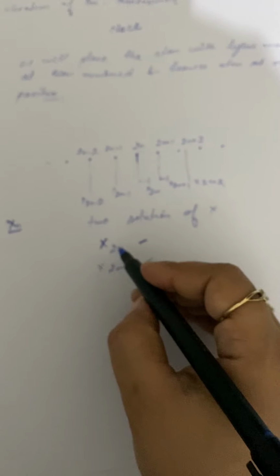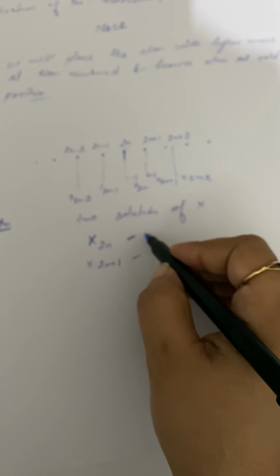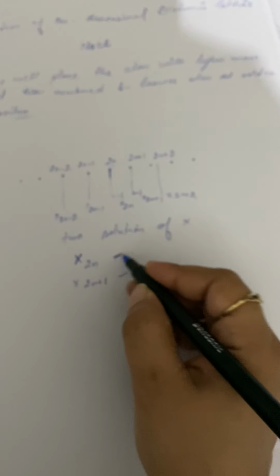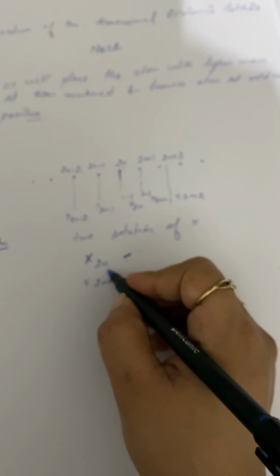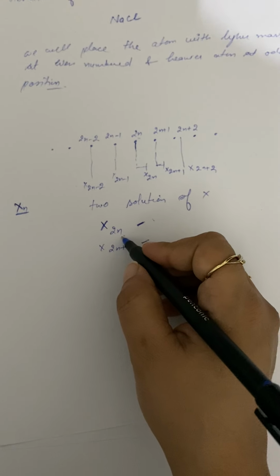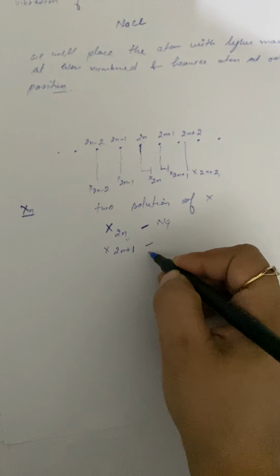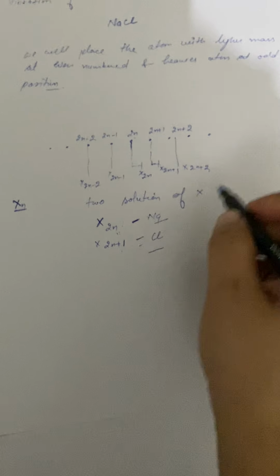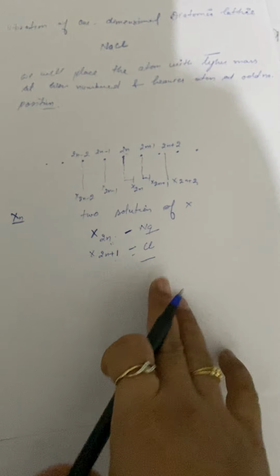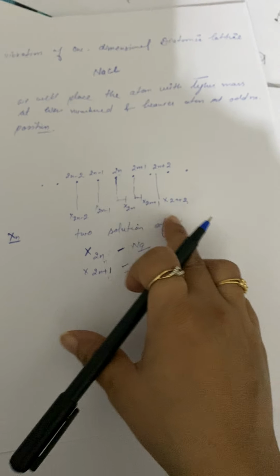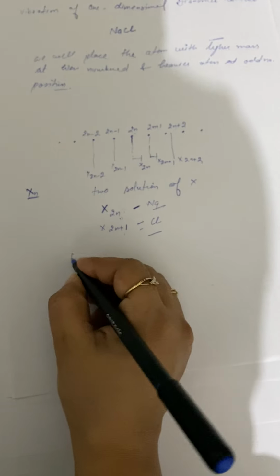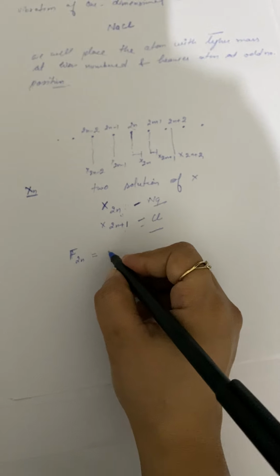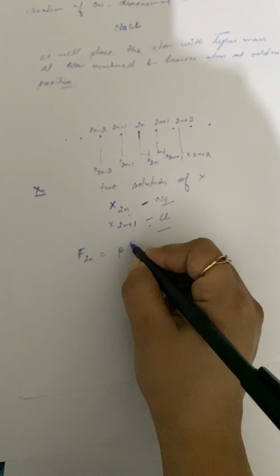I am considering that Na is of smaller mass, obviously it has small mass as compared to chlorine. So if x raised to power 2n represents the displacement of Na, and this represents the solution of Cl. So we will calculate the solution for Na and Cl for a diatomic lattice. For this, as the atoms exert force on each other, we will calculate the value of force F2n, as we did in the last video, it was beta.